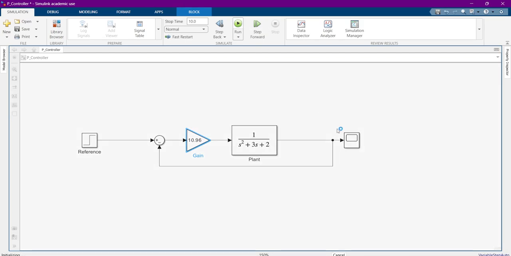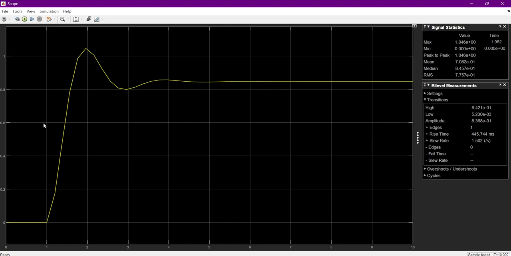So let's run this file again and have a look at the response of the system. Now we can find that the rise time of the system is actually achieved. The rise time of the system is less than half a second, which is okay. Everything is cool when it comes to the rise time. However, we look at the steady state response of the system and find that it is, unfortunately, not 1. It's almost 0.836 magnitude.